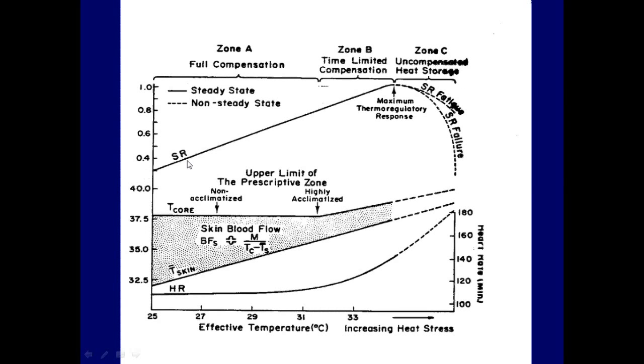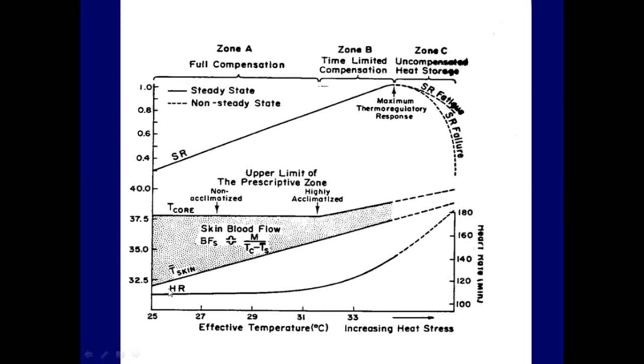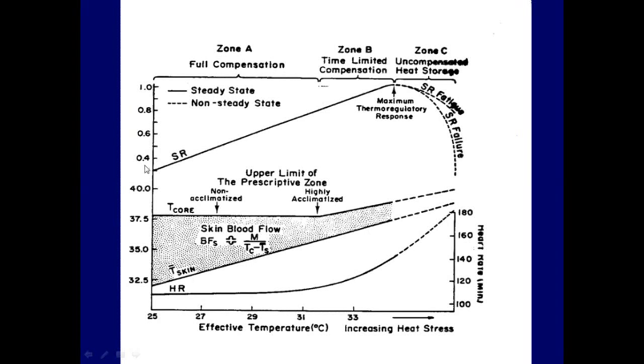So you can see the sweat rate is linear. You can see the temperature of the skin is linear on this graph. But notice that the core temperature and the heart rate, the inflection points are right where this time-limited compensation occurs, meaning that your core temperature is starting to rise, and you really need to take some time out. You have to have a break in order for that core temperature to come back down and be horizontal again. The same thing for the heart rate.